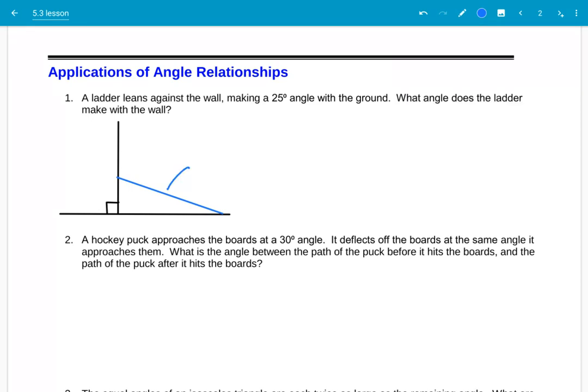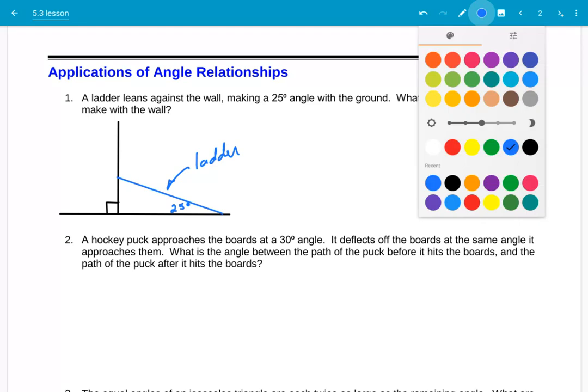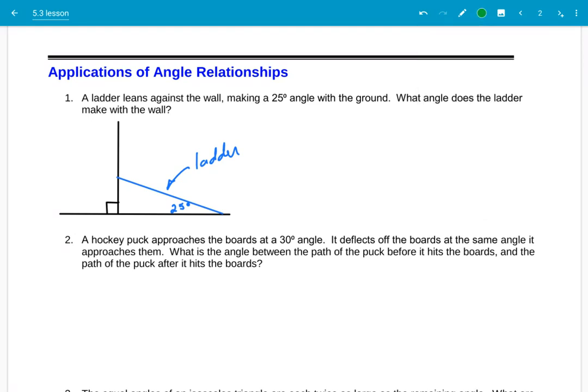So this is the ladder. 25 degrees with the ground. What angle does it make with the wall? So now what they're asking for, and we'll put a little X there, is the angle it makes with the wall.